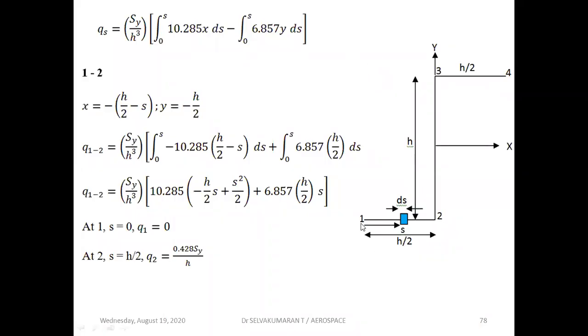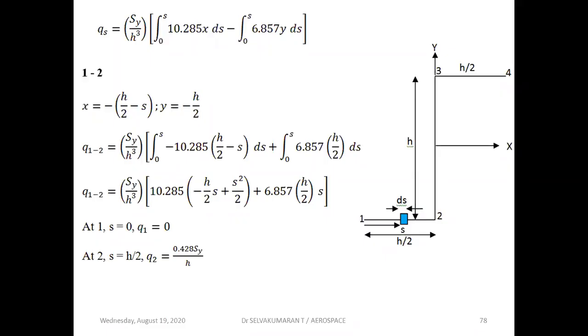Now I'm taking a small section, section 1, 2. In that I have taken a small element of length ds, located at distance s from point 1. Why should I start my solution from point 1? Why not from point 4? It's your wish; I can start from either point 1 or point 4. Why not at 2 or 3? Here we should always remember the shear flow is 0 at the open ends. So at 1 and 4, the shear flow values are 0.